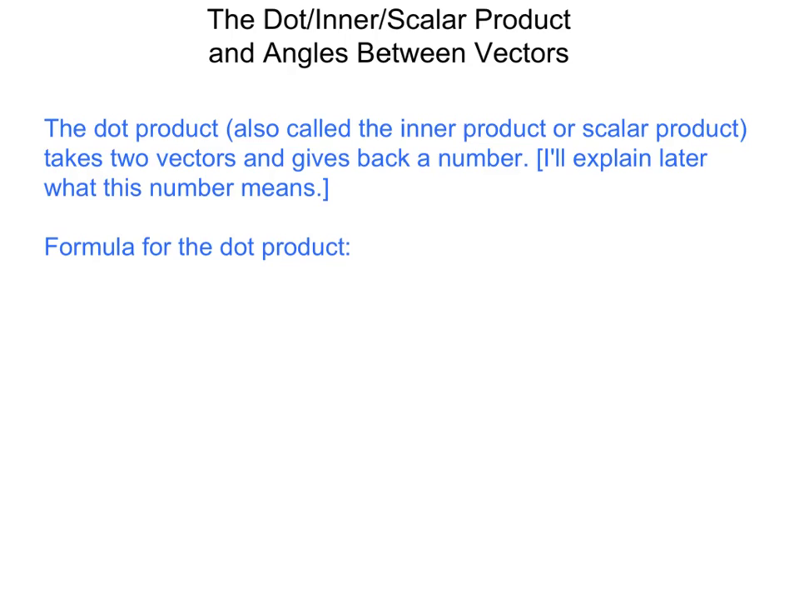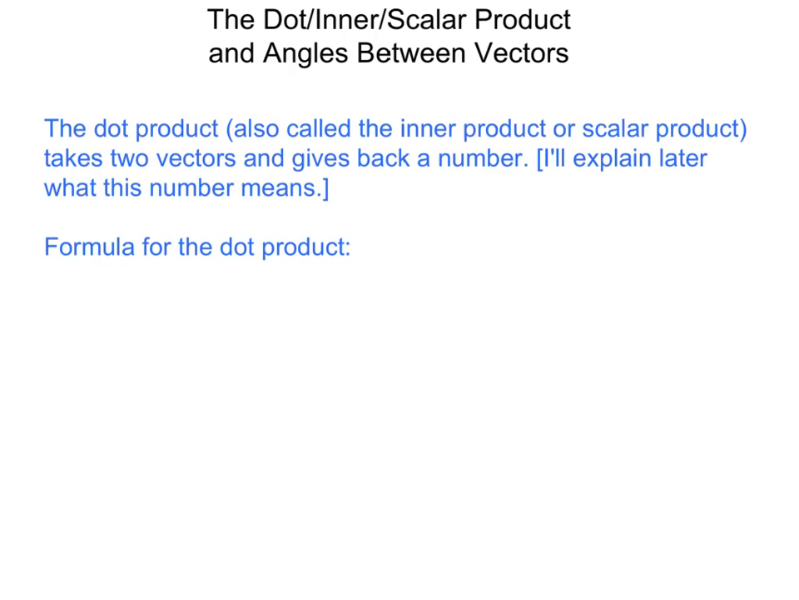Alright, so in this video I'm going to be talking about something called the dot product. Sometimes it's called the inner product or the scalar product, and how we use this to find the angle between two vectors. So as I have written here, the dot product, which has these other names, takes two vectors, so you multiply two vectors together, and it gives you back a number. And it's going to feel like a random number, and I'll explain in the second half of this video what that number is used for.